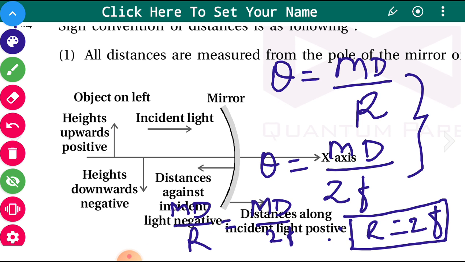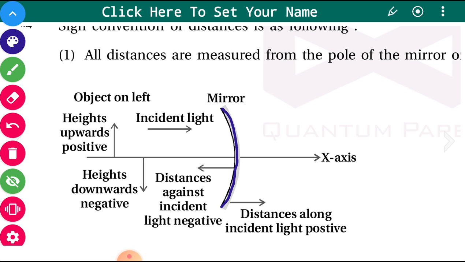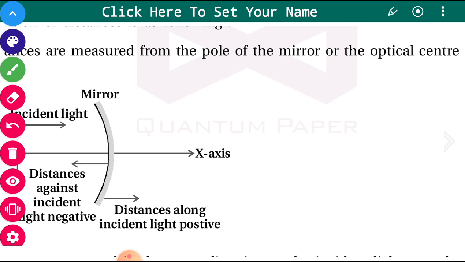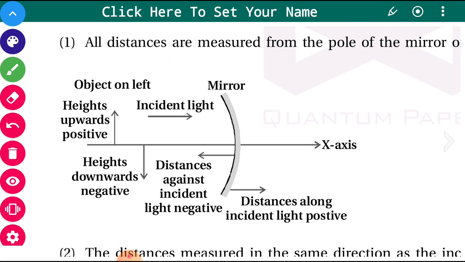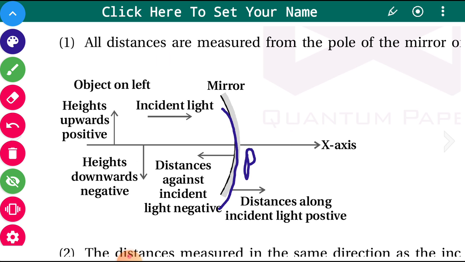Say for example, you have this concave mirror. Now all the distances are measured from the pole. That is your first requirement. You have to keep the zero of the scale at the pole. So all the distances are always measured from the pole of the mirror or the optical center of the lens. If you have a lens, then the pole is said to be the optical center. So you measure the distance from this point, the pole.